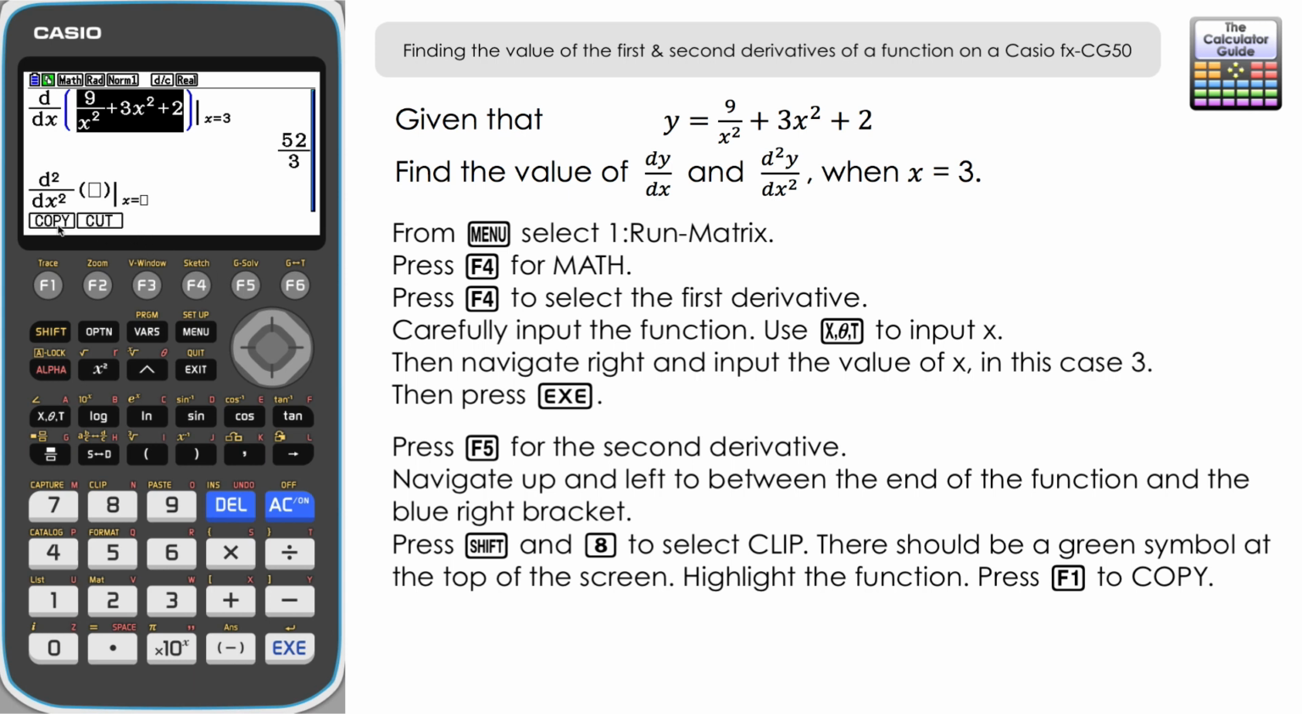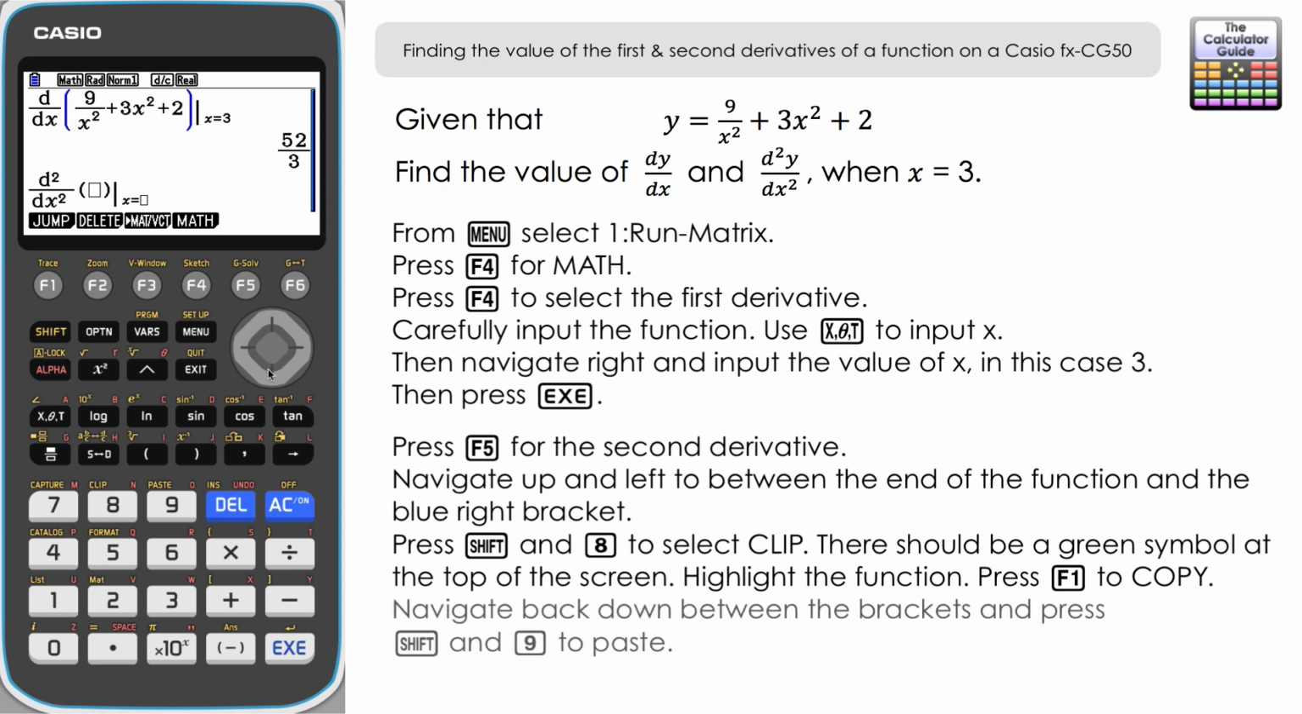And you can see here that F1 means we can copy that. We won't bother cutting. If we cut it, it would just delete it as well. So we just want to copy this at this stage. So F1, that should be copied.